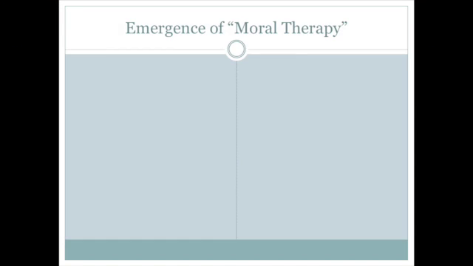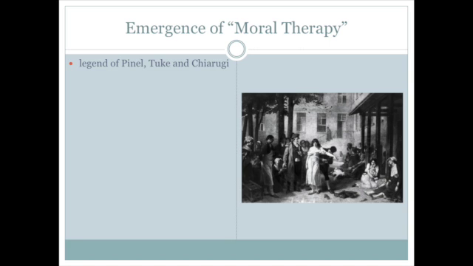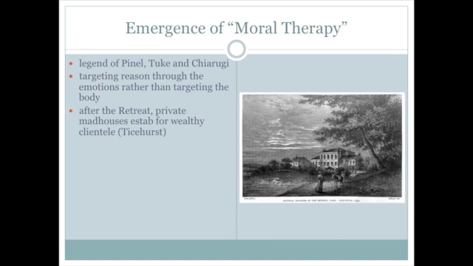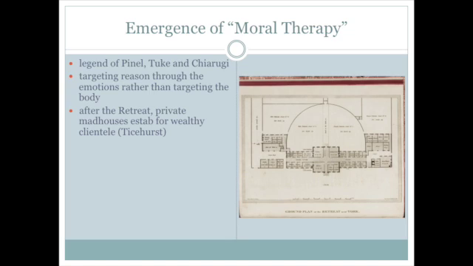To understand the different positions that I'm about to elaborate, we have to return to this period when moral therapy was born, that we've already explored in a number of places. And then we have to go back to the asylums, which I spent a long time exploring in the first lecture. So just to remind you, we have the legend of Pinel, Tuke and Chiarugi, the chains being taken off, the fetters released from the mad women of the Salpêtrière. We see a system where reason was targeted through the emotions rather than targeting the body in devices like Cox's swinging chair. We see the emergence of private asylums like the Retreat, madhouses established for the wealthy clientele at places like Ticehurst, places designed to remove the individual from the everyday stresses of life and to reorder their existence.